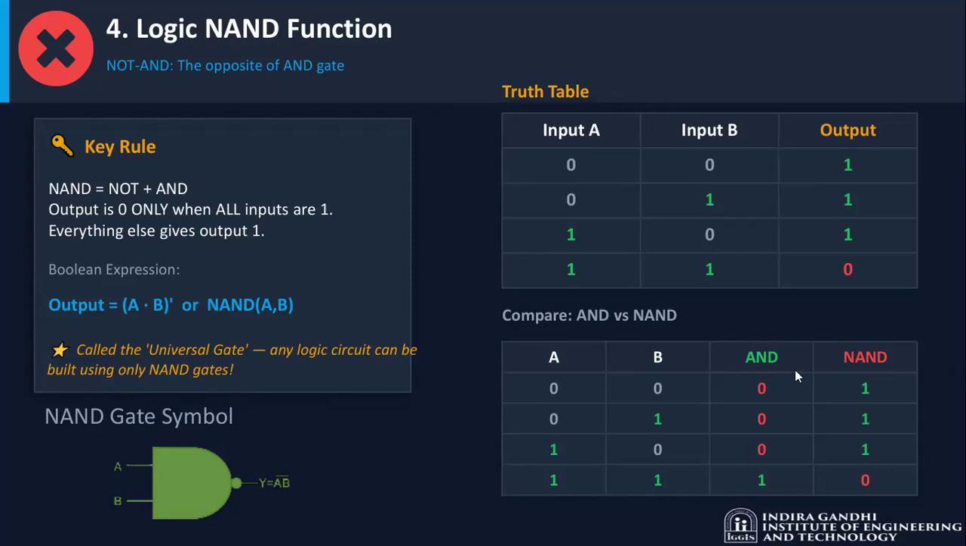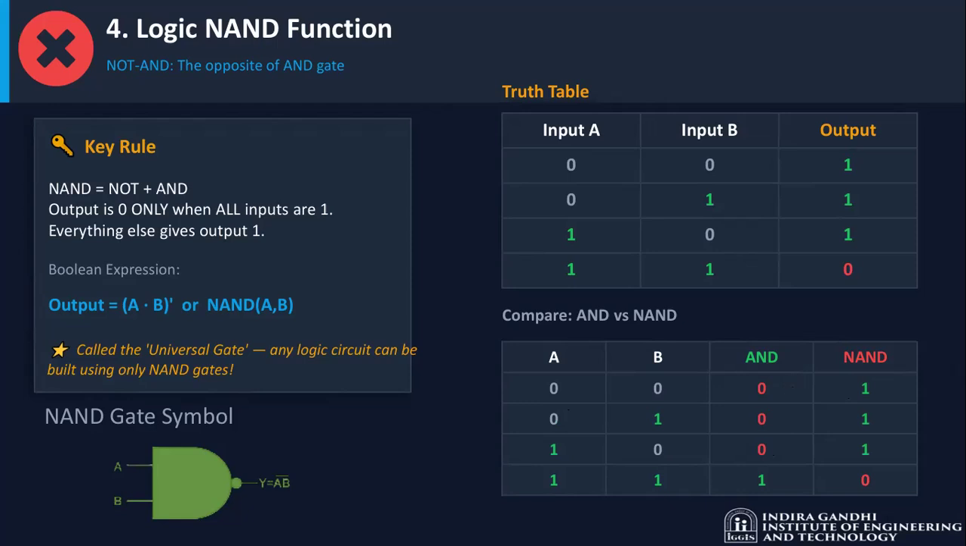And for the AND, we know if any one of the inputs is 0, the output will be 0. But for NAND, in those cases we have output as 1. So that is the difference between AND and NAND. Simply we can say NAND is the NOT of AND.